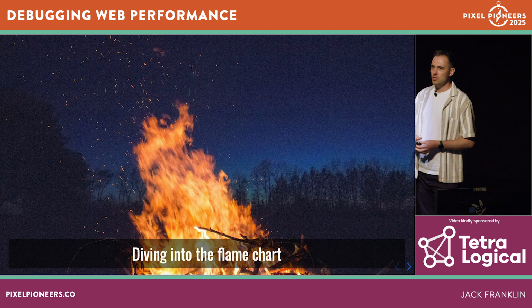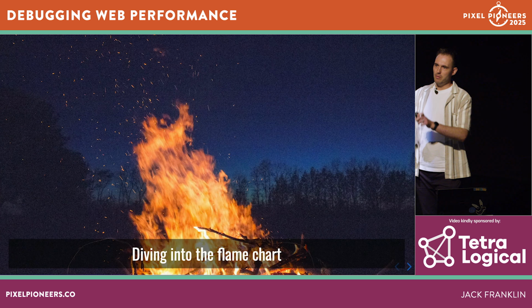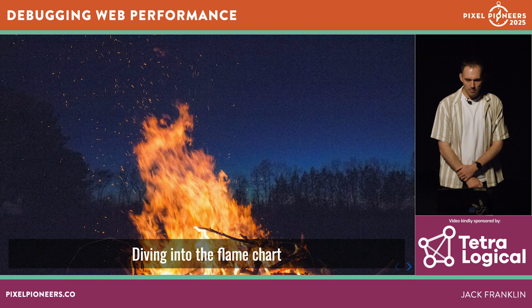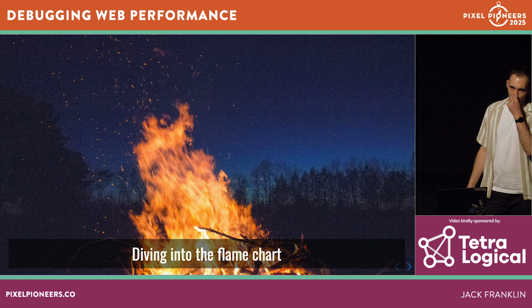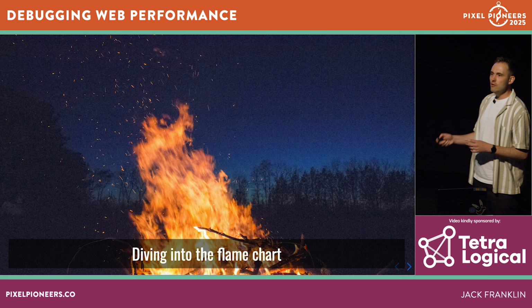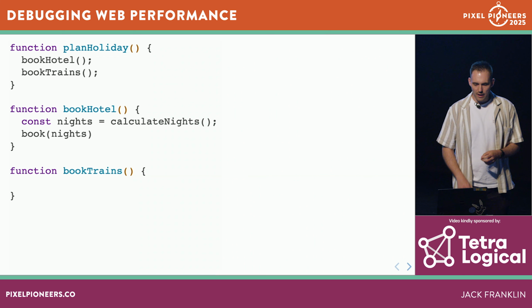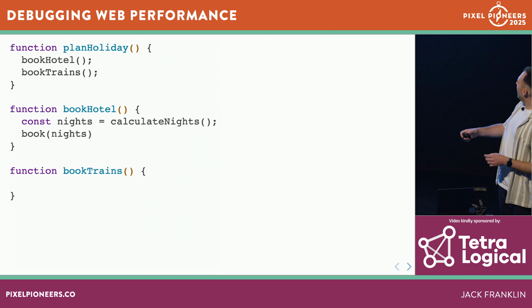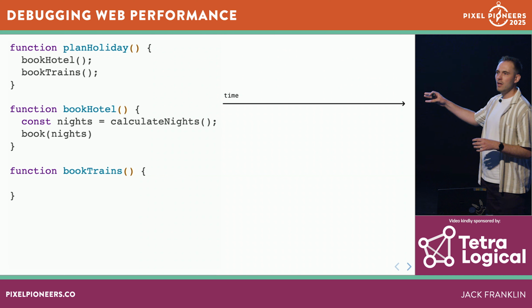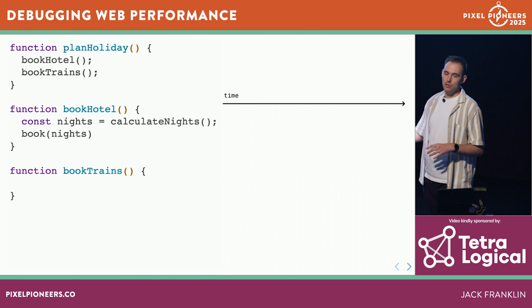And so to understand how this works, what we need to do is dive a little bit more into the flame chart, which is that main thread activity box towards the bottom of the performance panel. These can seem very overwhelming and very complicated, but all they're doing is over time showing you what JavaScript was running on your page. So we have this code to plan a holiday, book a hotel, and book trains. Our flame chart is going to show us over time what functions ran and how long they took to run.